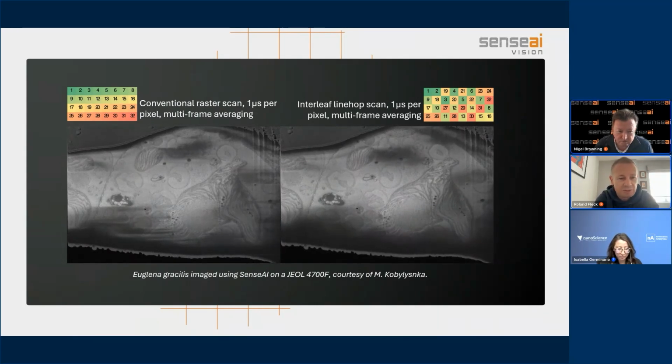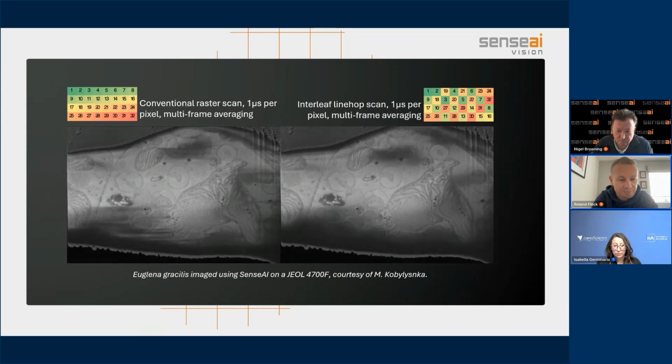The images on your left-hand side, I assume it's mirroring correctly for the audience, are a raster scanned image, and the charge accumulation, the dark areas and the patches and the streaking are more prevalent on that side than they are on the right-hand side, where we're using an interleaved line hop scan and subsampling the data. So by having a more stable charge environment, it makes the post-processing of the data easier to manage.